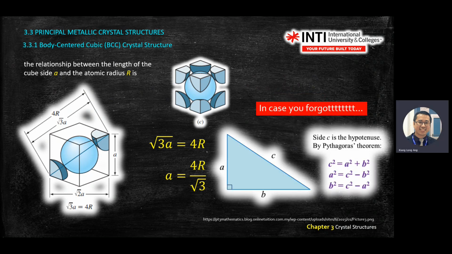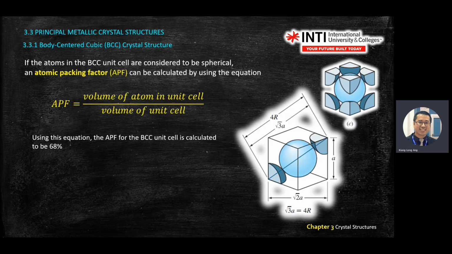So for BCC, we also calculated the atomic packing factor. We take volume divided by volume. On the top, we take the volume of the number of atoms inside the cube, divided by the volume of the unit cell. The volume of the unit cell is A cubed because each side is A. But we use the previous equation linking A and R to convert and cancel the R on the top. Then we get one number.